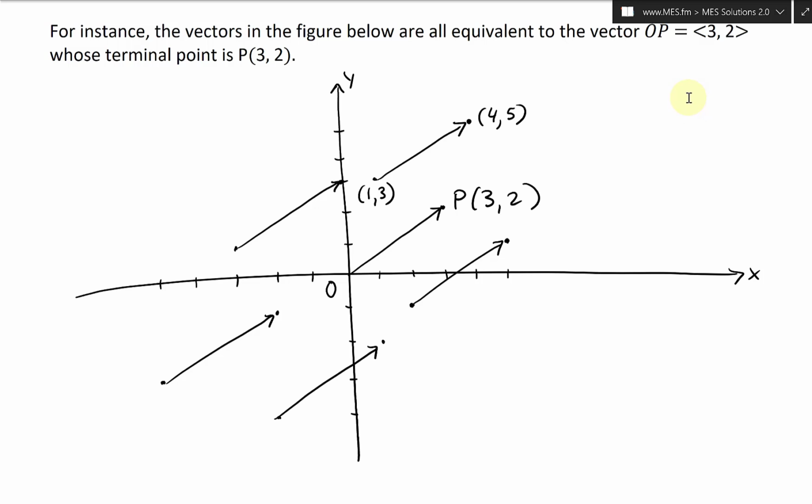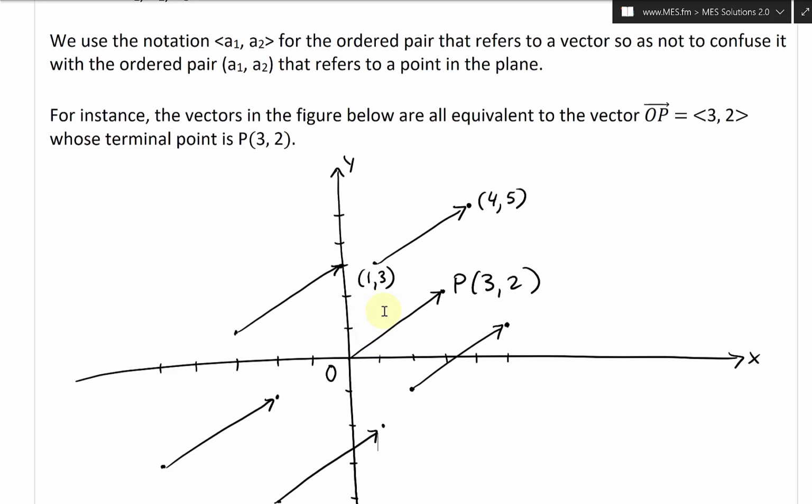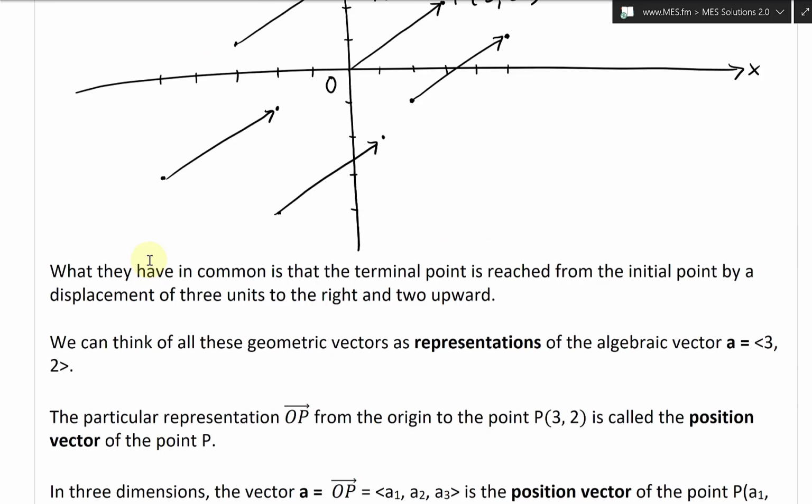Anyways, I just wanted an exercise in plotting. So all these are equivalent to this one here. That's our OP from the origin to the point P. So those are all equivalent vectors. All right, so let's continue further.